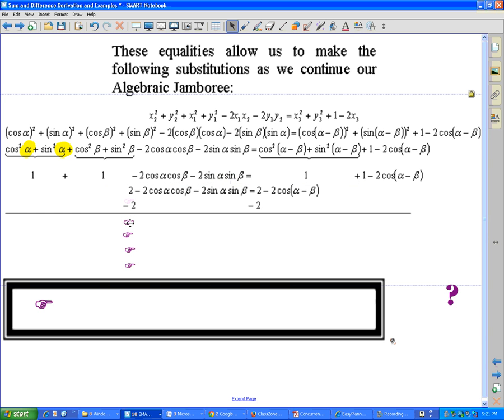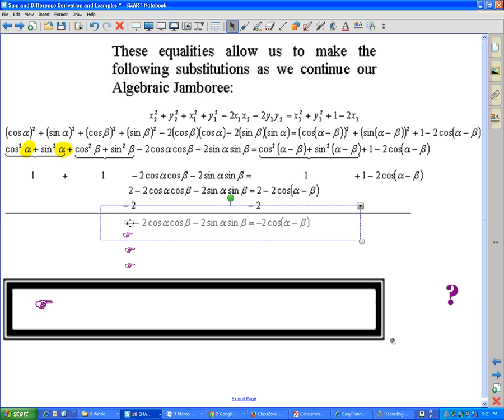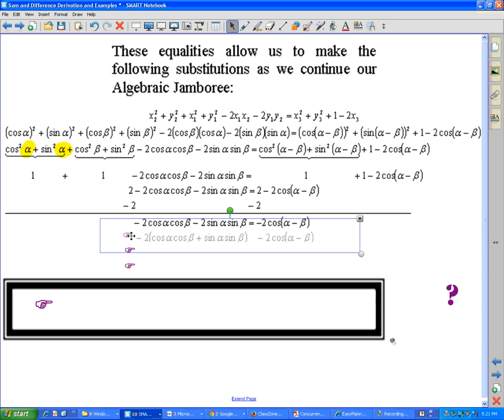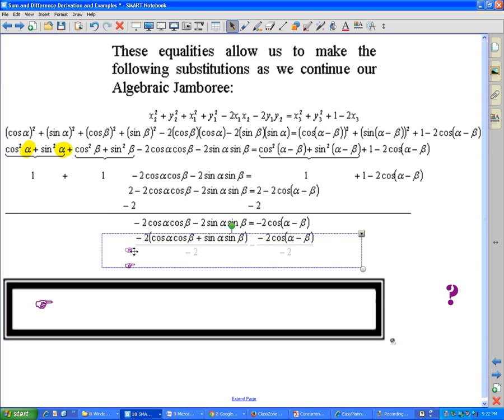Subtract those 2's off. That leaves me with negative cosine alpha cosine beta minus sine alpha sine beta is equal to negative 2 cosine alpha minus beta. There's a lot of 2's in there. Why don't we just factor the 2 out on the left side of the equation there, and then divide that negative 2 right out of the equation. Look at that. Dividing that negative 2 out leaves us with this right here.